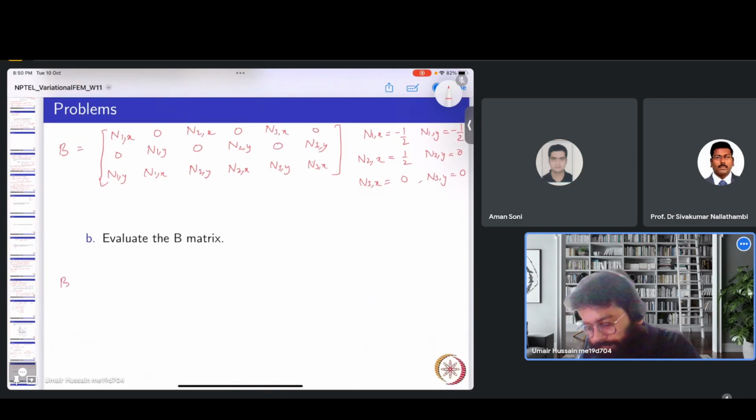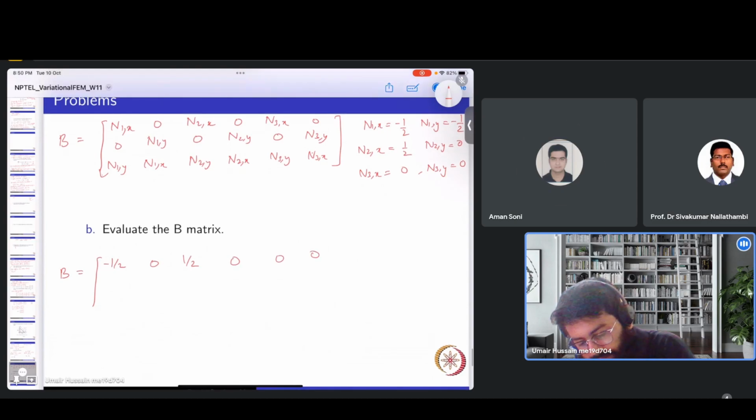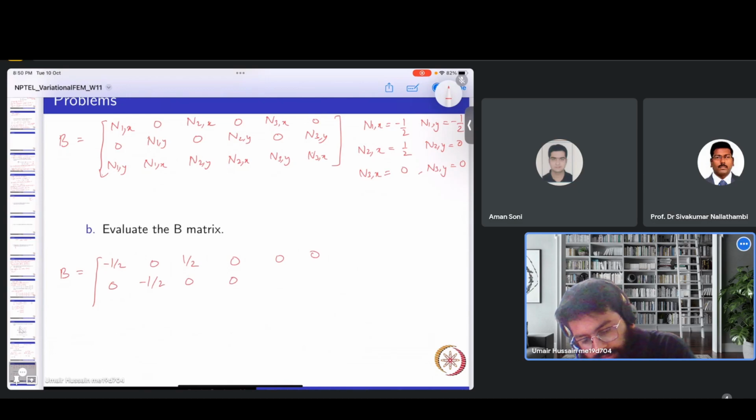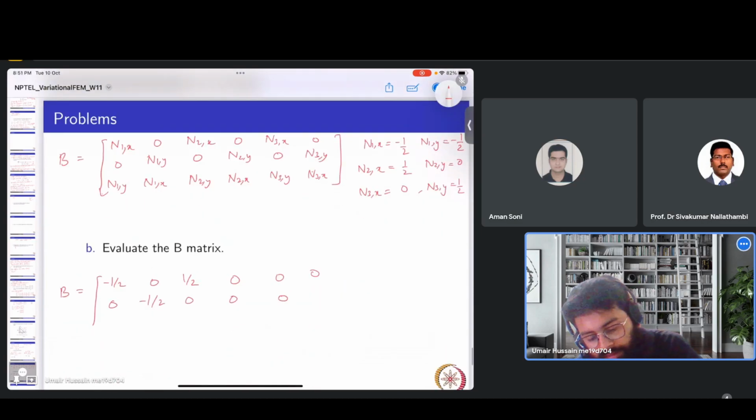So we have n1x is minus half, 0, half, 0, 0, 0. Then we have 0 and 1y is minus half. Then we have 0 and 2y is 0. And 3y is, it should not be 0, it should be half, right? And 3y is half.